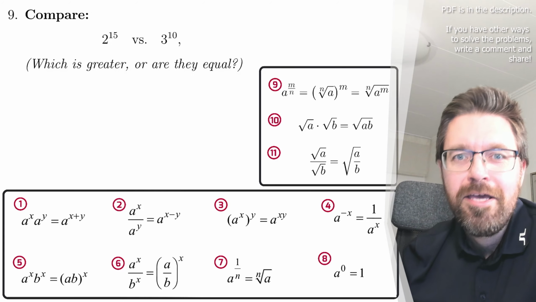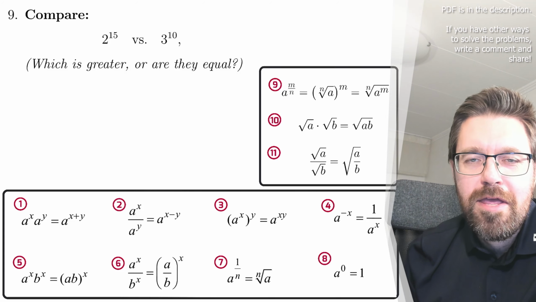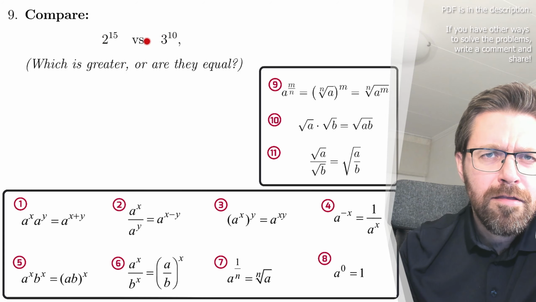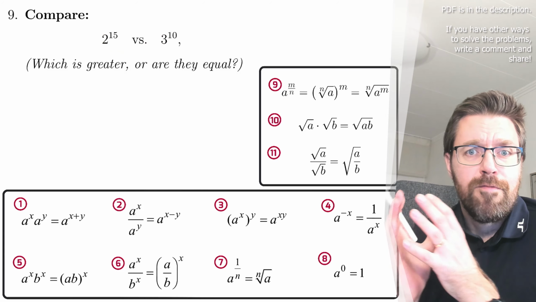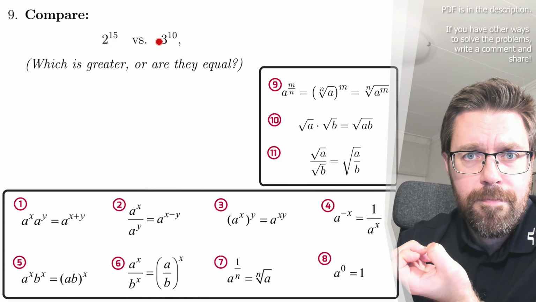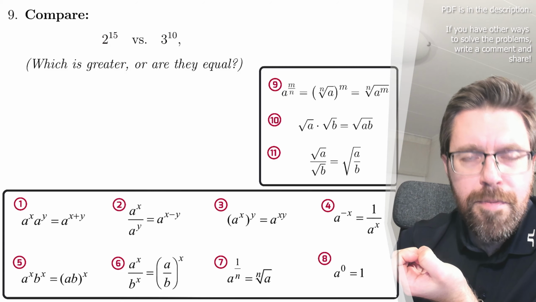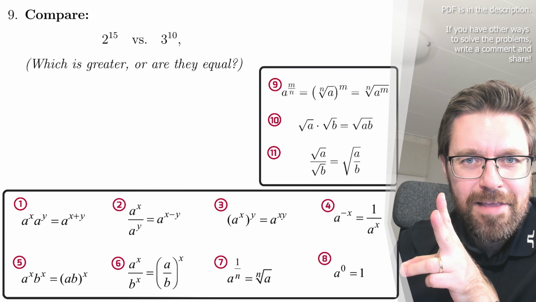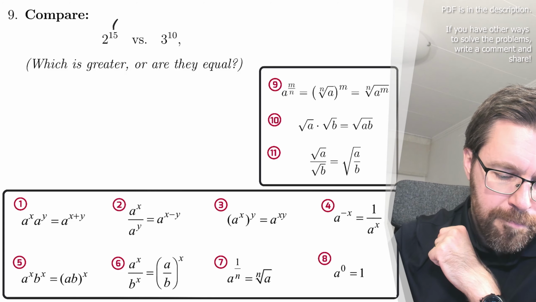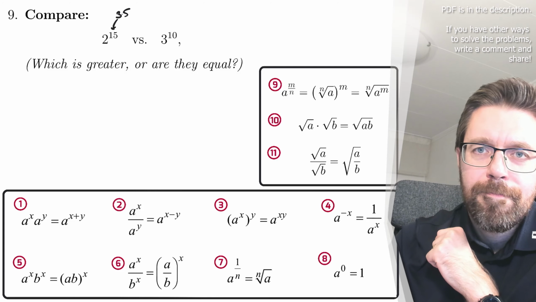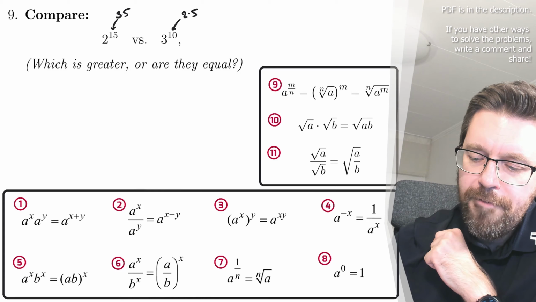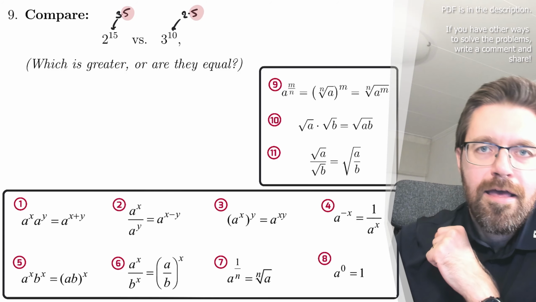Number 9. Compare 2 raised to the power of 15 versus 3 raised to the power of 10. The bases, I think we can't so easily get these expressions to have the same base, because it's hard to get a 2 to become a 3. But can we get the same exponent? I see the exponent 15 here, and I know that it equals 3 times 5. 10 equals 2 times 5, and the number 5 is in both of these exponents.